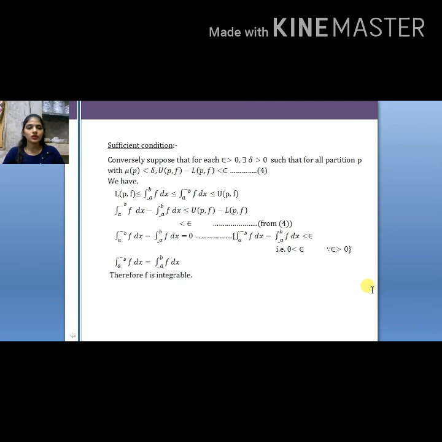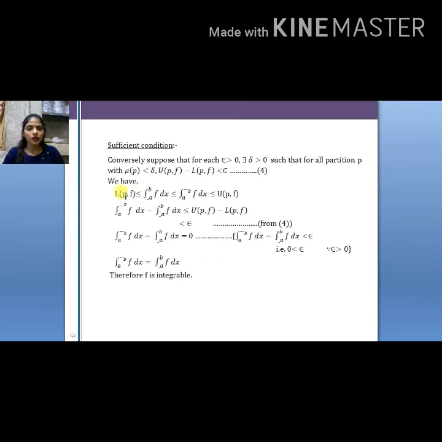Now we prove the sufficient condition. Conversely, suppose that for each epsilon greater than 0 there exists a delta greater than 0 such that for all partitions P with mu of P less than delta, UPF minus LPF is strictly less than epsilon. Now we suppose conversely that UPF minus LPF is strictly less than epsilon. This is equation number 4.